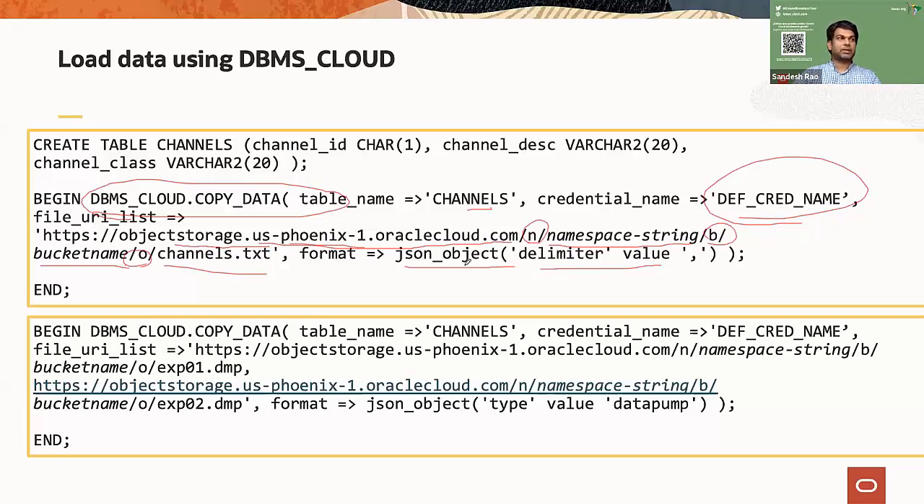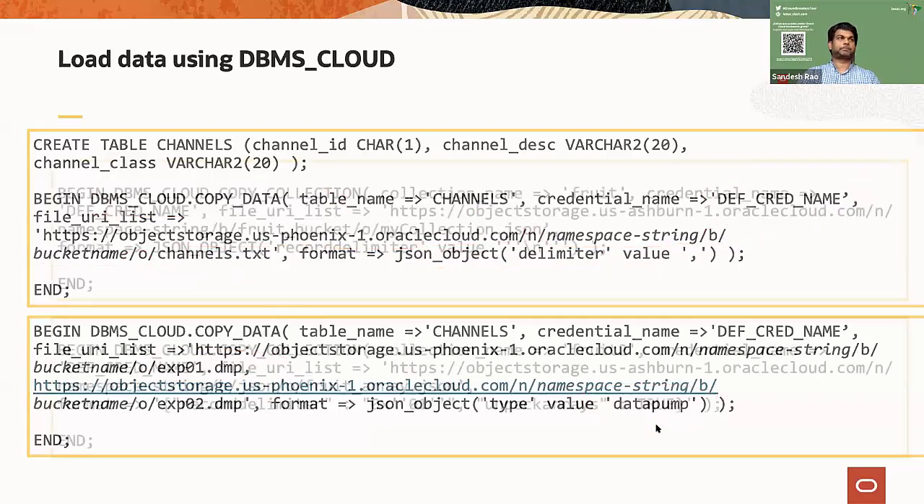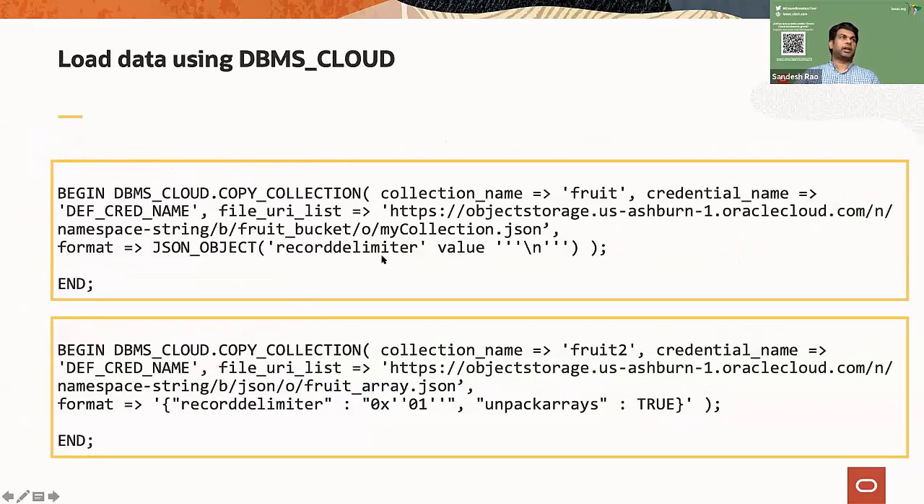Now let's take things to the next level. I want to do the same thing, except I want to do this for export dumps. So I specify the object type as data pump. Now I'm loading an export dump from the object store into the database. Same thing here, except I'm taking a JSON file with multiple entries, and I'm taking every single entry as a collection record and putting this into the database.